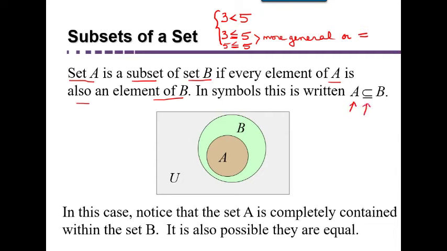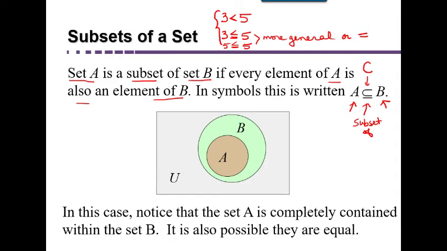All right, so now let's talk about the symbols for subsets. A set A is a subset of a set B if every element of A is also an element of B. In symbols, the way we write that is A is a subset of B. Now notice this subset symbol. Let's talk about where the subset symbol comes from. Remember, this means that A is contained in B.